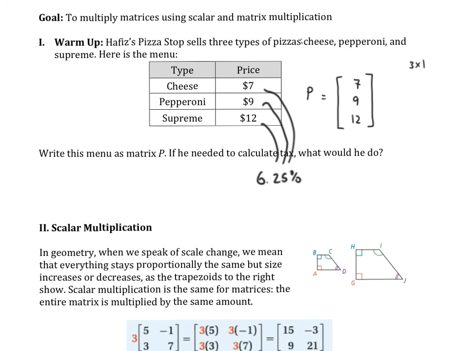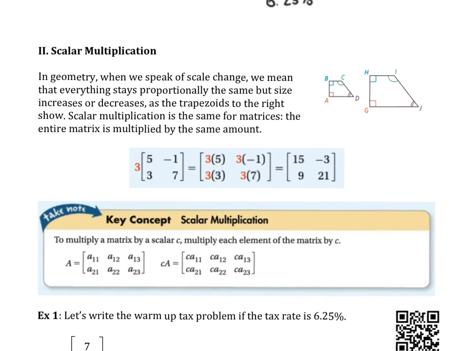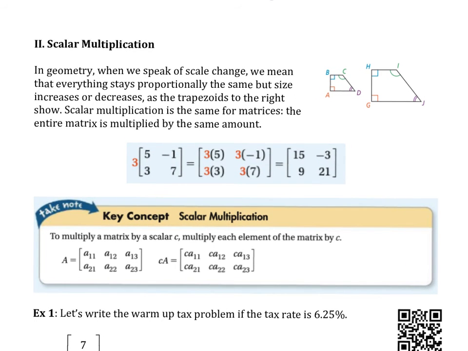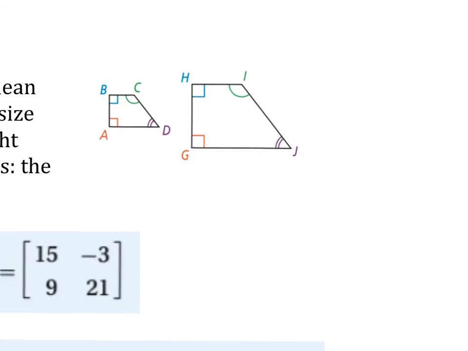Now, let's look at multiplication. The first component we're going to look at is called scalar multiplication. In geometry, when we speak of scale change, we mean that everything stays proportional, particularly the sides stay proportionally the same, but the size increases or decreases, as the trapezoids here to the right show.